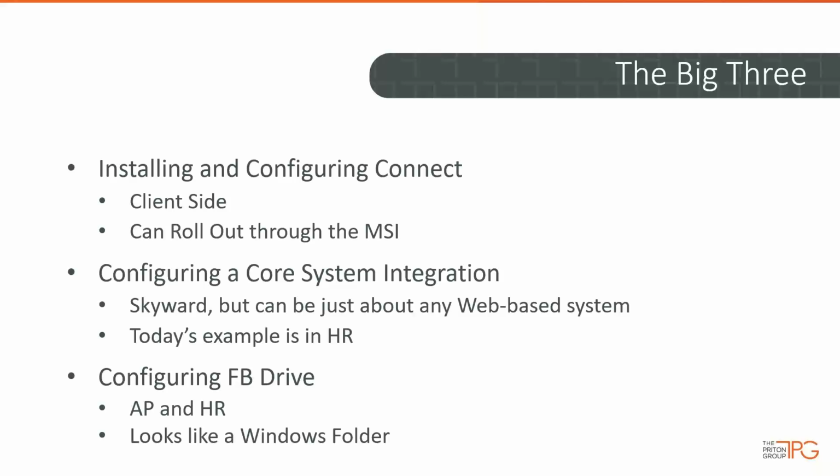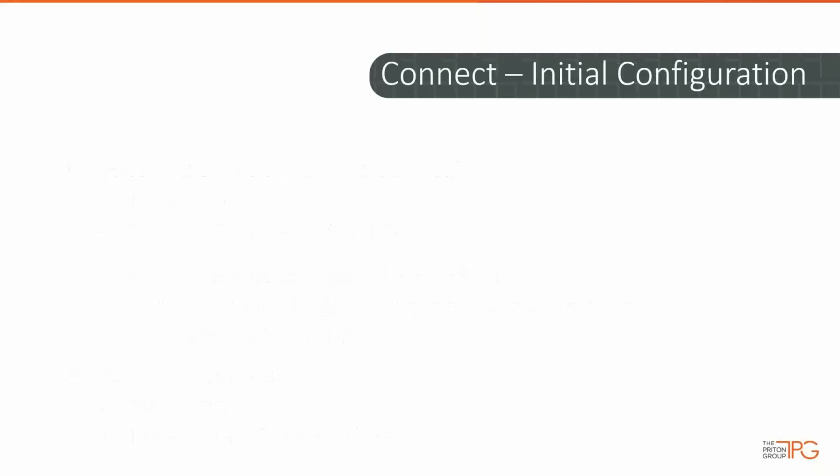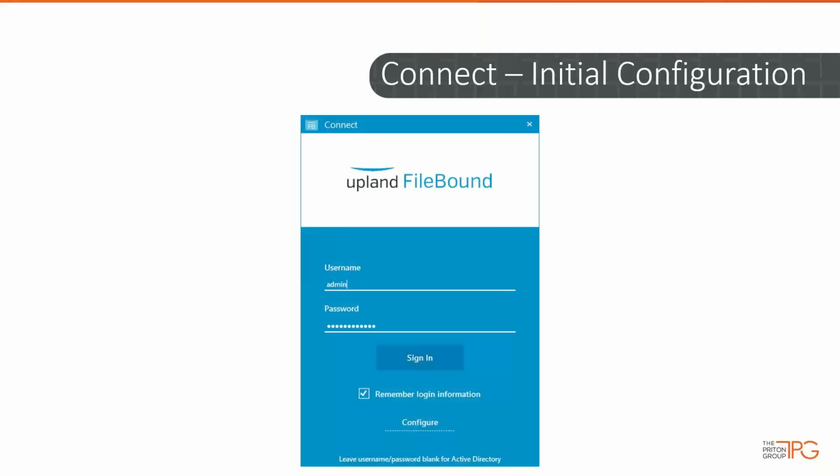And then the last part of the 3 components is configuring FileBound Drive. So in our example today, we'll be looking at HR and AP, and it essentially allows you to browse through those projects through the Windows File Explorer, and it honors that same sort of Windows folder structure as well. So it gives some familiarity there to users. So let's go ahead and start by looking at the initial configuration in Connect.